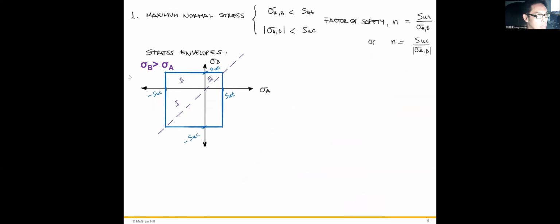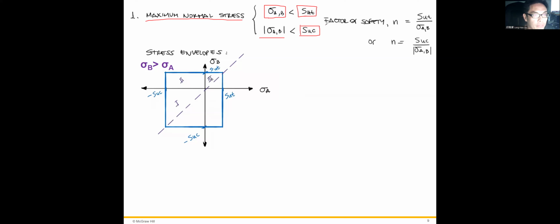Okay. So for brittle materials, the first failure criterion is called the maximum normal stress. As I mentioned previously, sigma A and sigma B are the principal stresses, right? They have to be smaller than the ultimate tensile stress. The same for sigma A and sigma B, whose absolute value has to be smaller than the ultimate compressive stress.